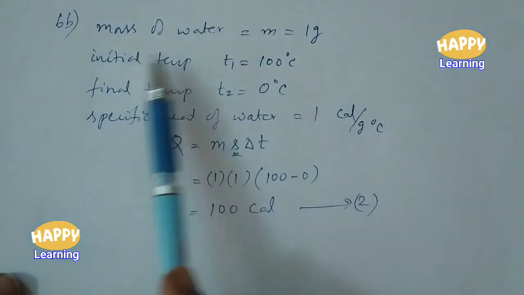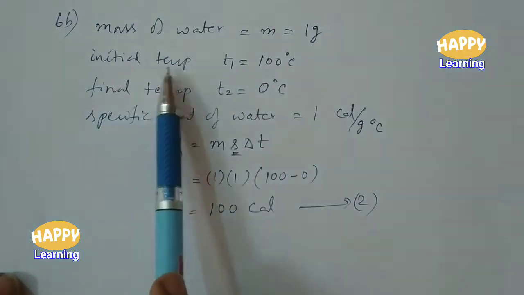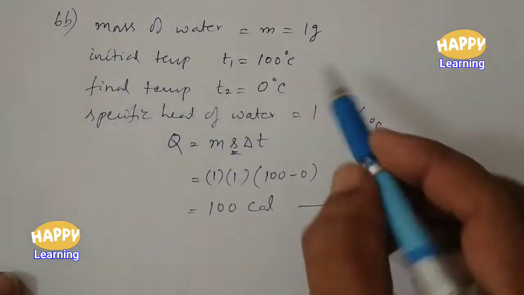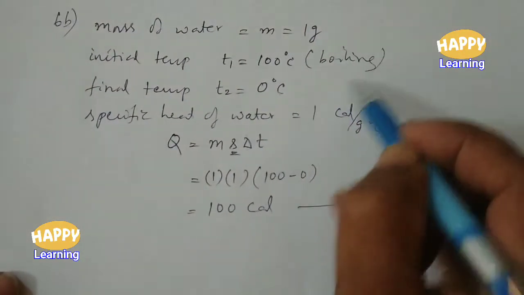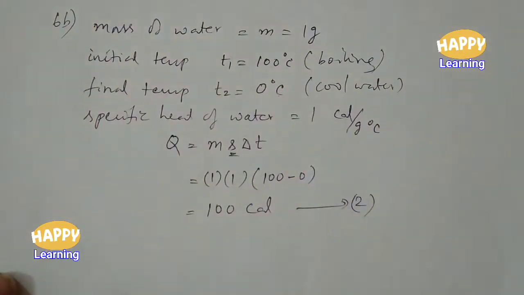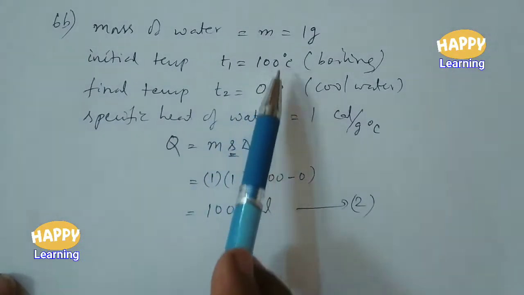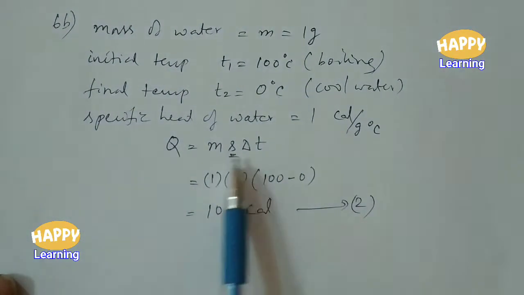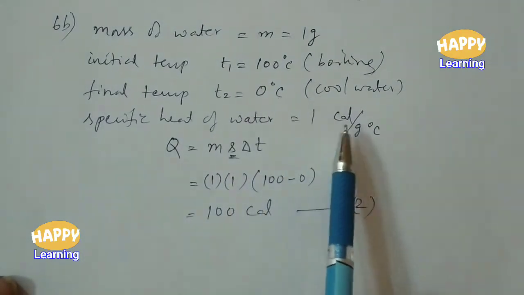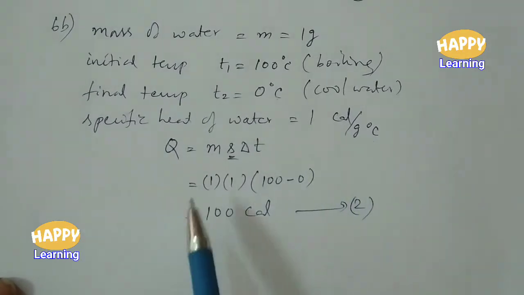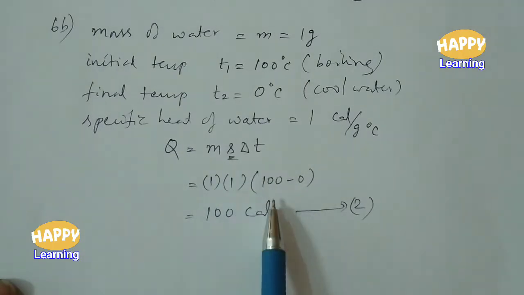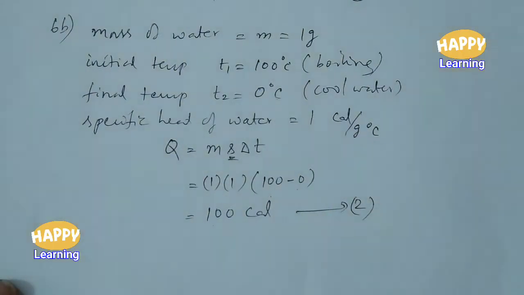So once again, mass of water is 1 gram. Initially the water is boiling, so its temperature is 100 degrees centigrade. This is boiling water. This is cool water. So temperature has changed 100 to 0, so you have to use the formula m s delta T. Here s is specific heat. Specific heat of water is 1 calorie per gram per degree Celsius. Substituting the values, m value is 1, s value is 1, delta T means 100 minus 0. So you get 100 calories.